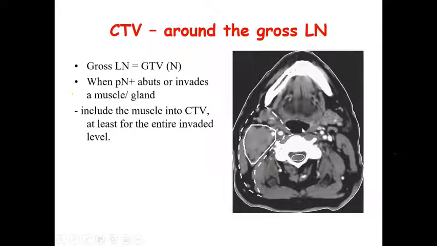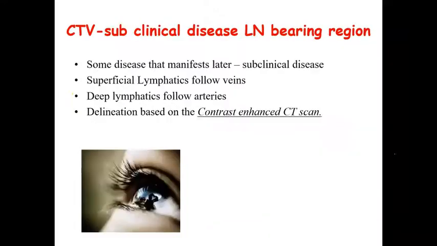Okay, so just like the primary, the gross lymph node also has the potential to spread around microscopically. So you might find microscopic cells just around the lymph nodes, or else they might invade the fascia that is lying close by, or even the muscle that is sitting close by. And all these need to be encompassed.